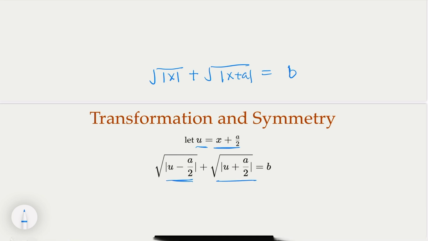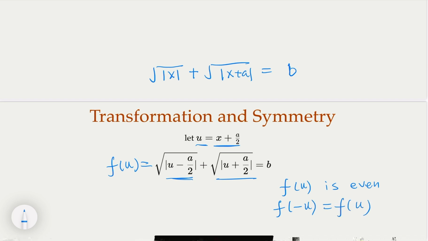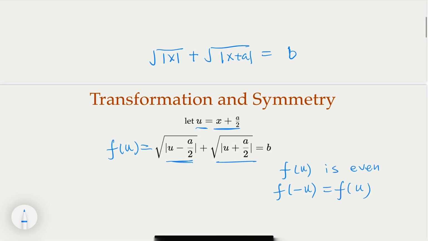This is much better. Why? This is a function that is symmetric, an even function. In other words, if we define f(u) as this, it's easy to find that f(u) is even. In other words, negative u and u have the same value. All right, so you can easily verify that, right? Because of the absolute value, you can plug in negative u, and it's going to be the same. It's symmetric.